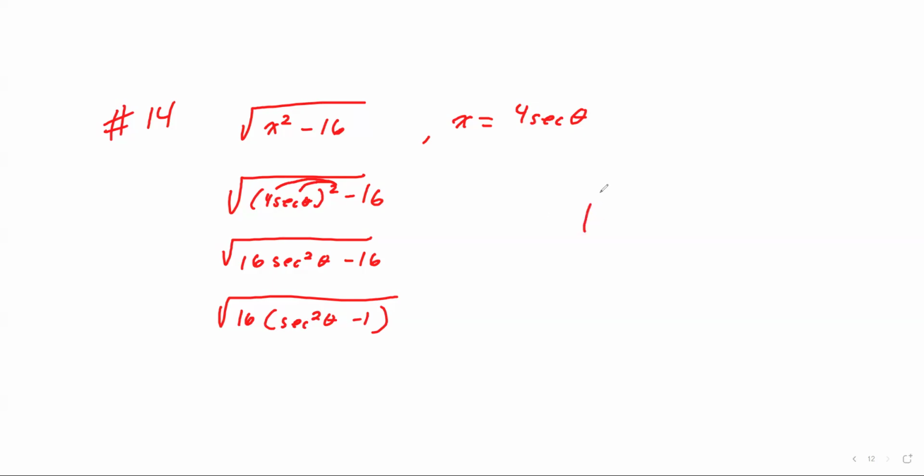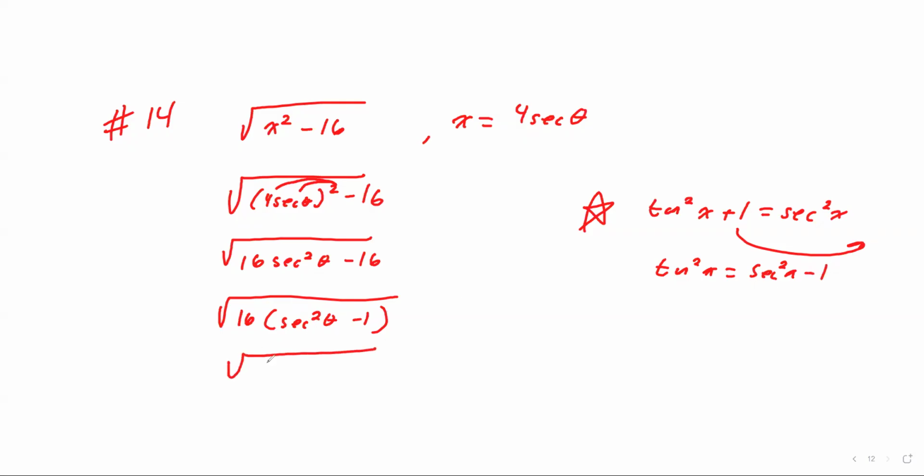Now, once again, I don't have a Pythagorean identity that looks just like that, but since I do have the secant, I can look at this Pythagorean identity and go, is there a way to manipulate this one to make it look like this? There is. I can simply subtract the 1. So tan squared x is equal to secant squared x minus 1. So I can now replace this with a tan squared, I guess in this case, theta.